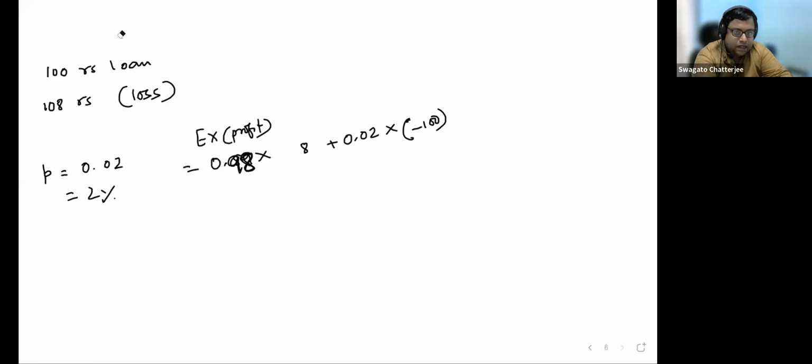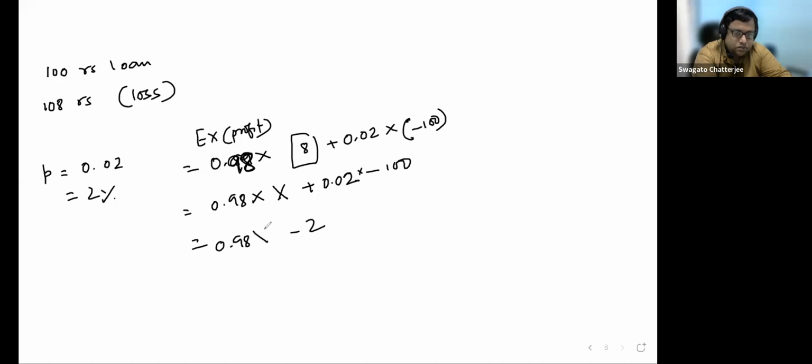So then you decide whether this is worth going into or not. So 0.98 into, let's say, X plus 0.02 into, let's say this 8 I have not decided yet, minus 100. That means minus 2 plus 0.98 into X. Now, I will not even go into this market unless this expected profit is greater than 0. So 0.98 into X minus 2 has to be greater than 0.